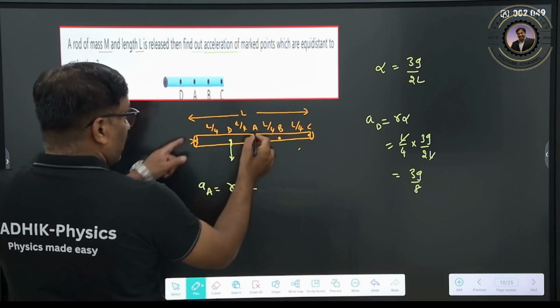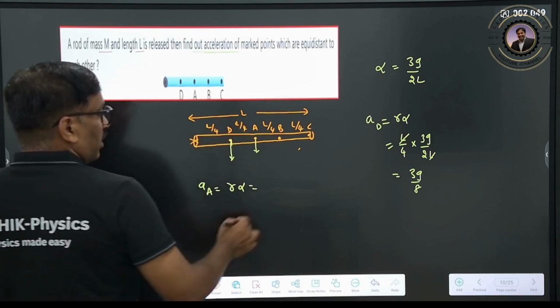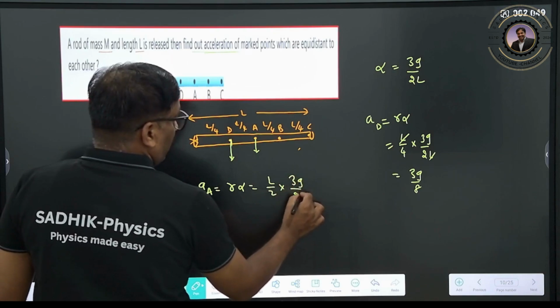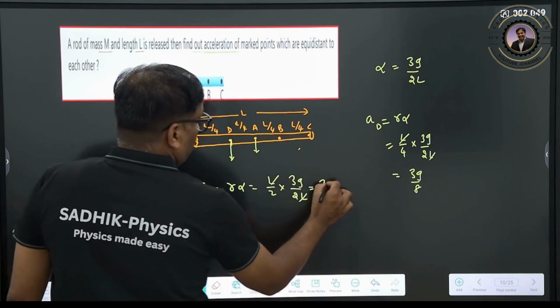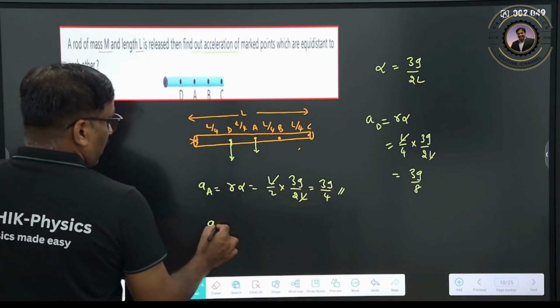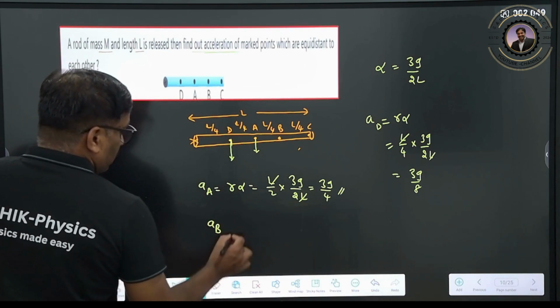Therefore, what is R here now? L by 4 plus L by 4. Therefore, it will be L by 2 into 3g by 2L. Therefore, it will be 3g by 4. So that will be your acceleration at A. Similarly, the acceleration at B and the acceleration of C.